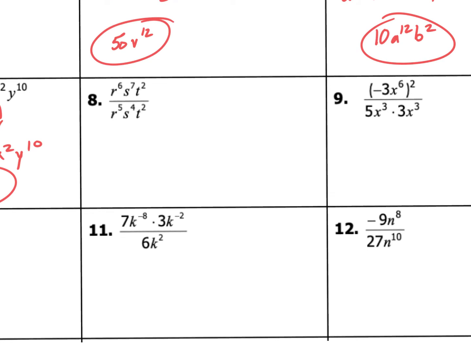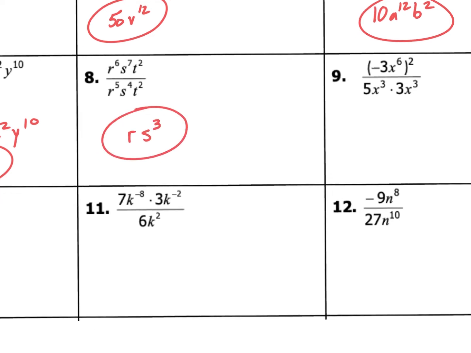Number 8, subtract the exponents. 6 minus 5 is r to the 1st. 7 minus 4 is s to the 3rd. And 2 minus 2, the t's go away.